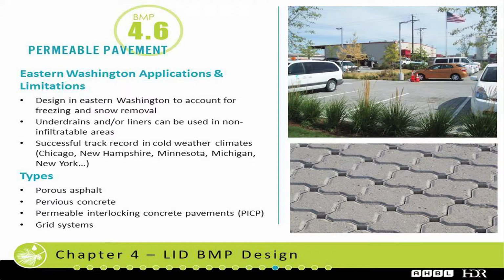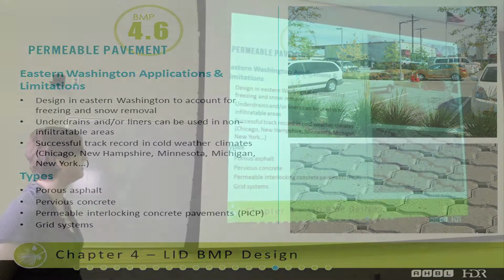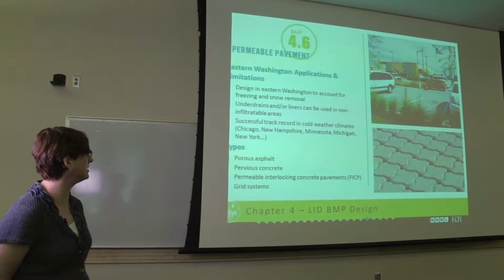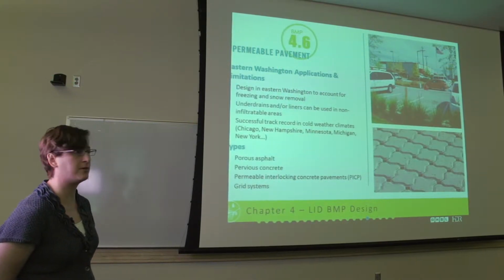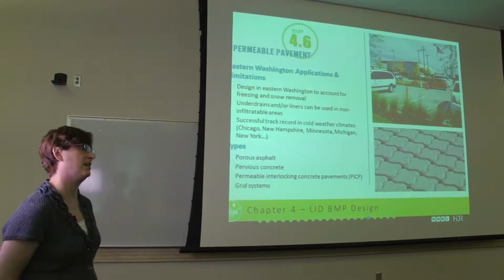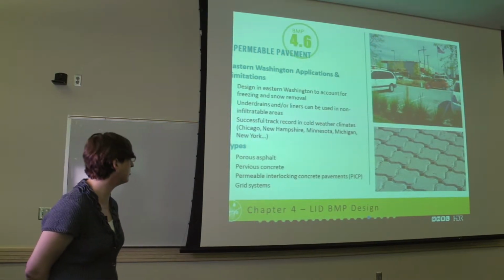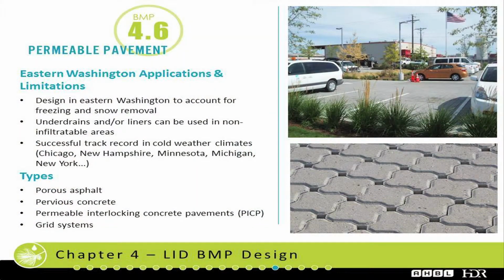There's other benefits there. There is a successful track record of using permeable pavement in cold weather climates, for example, Chicago, New Hampshire, Minnesota, Michigan, New York. It has been done before, and it's been shown to work. The manual offers design guidance on porous asphalt, pervious concrete, permeable interlocking concrete pavements, and grid systems.